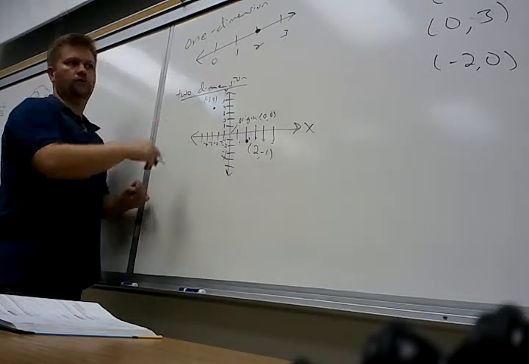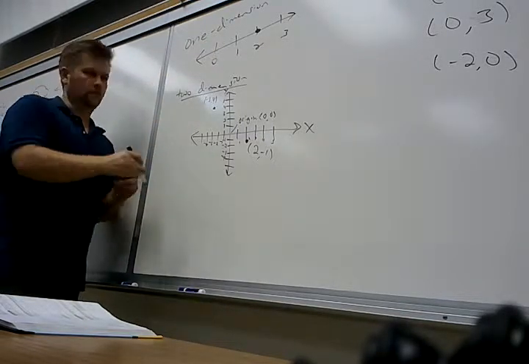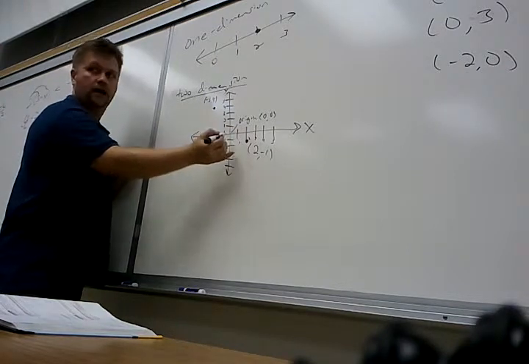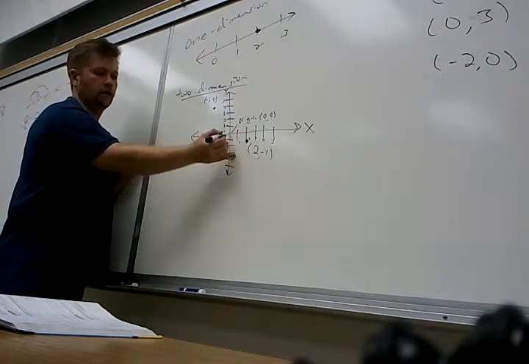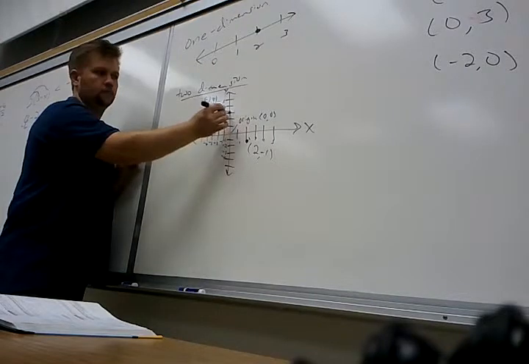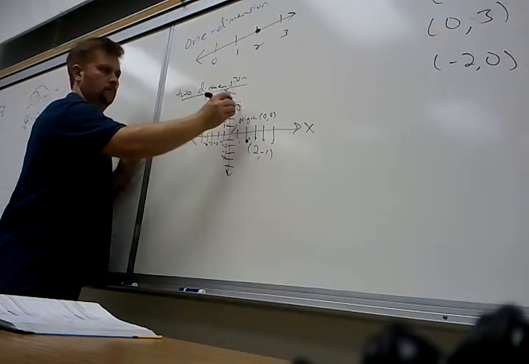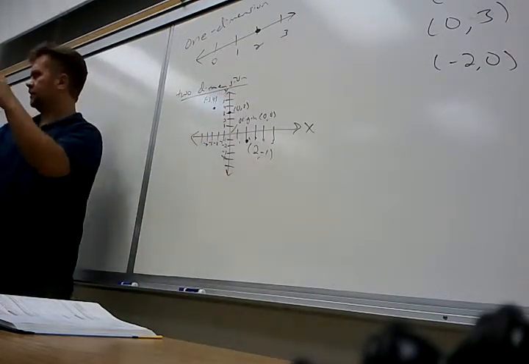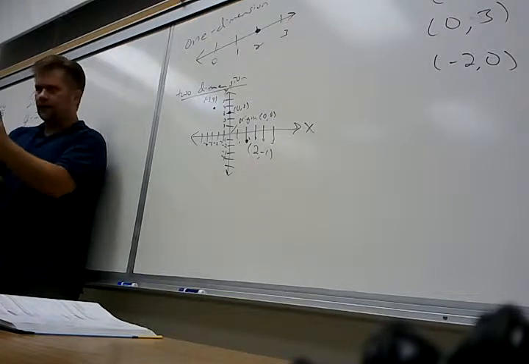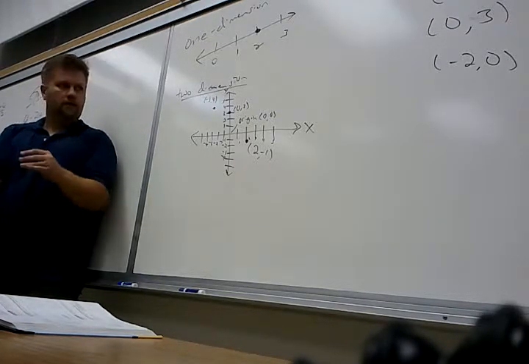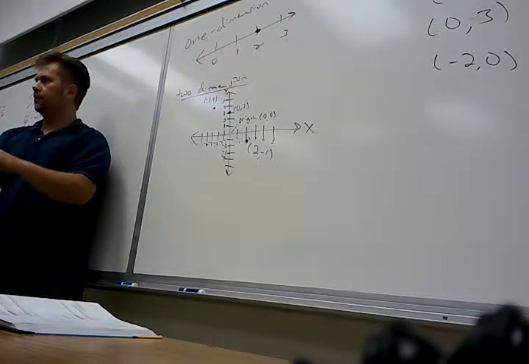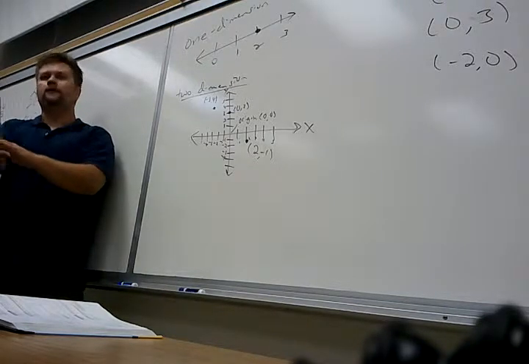What about (0, 3)? You start at 0. And how much do I go left to right? None. Good. 0. I only go 3 up. And that's it. That's a really easy point to mix up, right? But 0 on the x-axis, I don't move left to right at all. The second part involves up and down, right? So it's left and right for the first part, up and down for the second part.